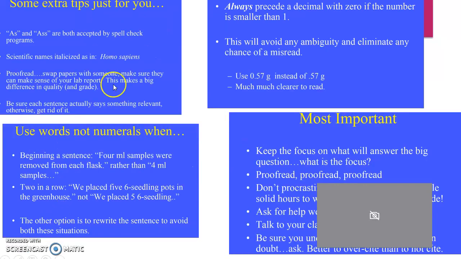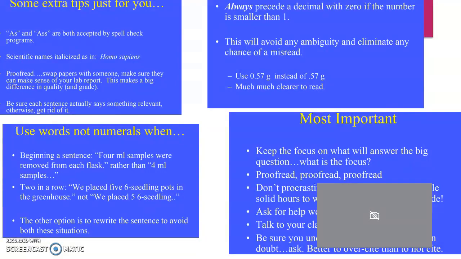Alrighty. So here are just some extra tips for you. These 2 words mean 2 totally different things, but are both accepted by spell check programs. So make sure that you read your paper, maybe have somebody else read your paper to make sure you don't have spelling errors that spell check might not catch. Of course, your scientific names are always italicized, one capitalized and one not capitalized, such as Homo sapiens.